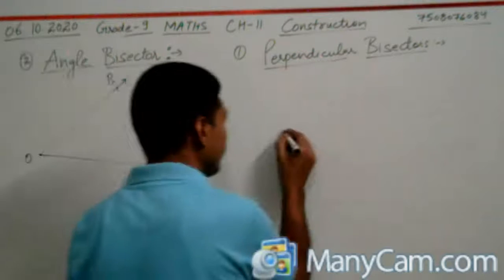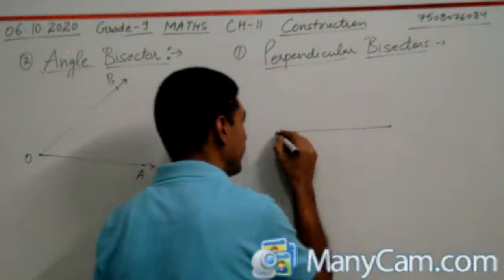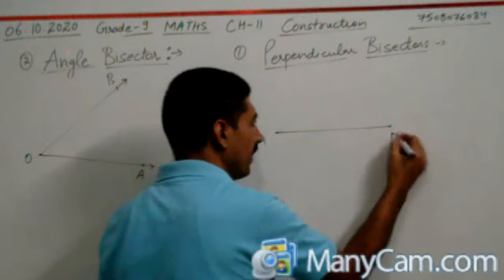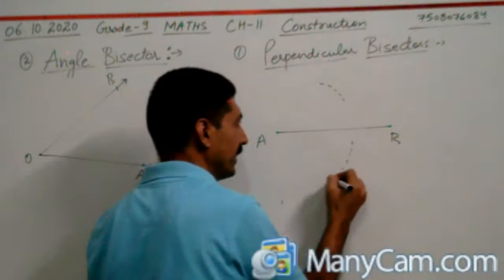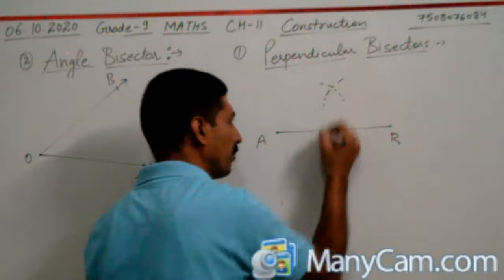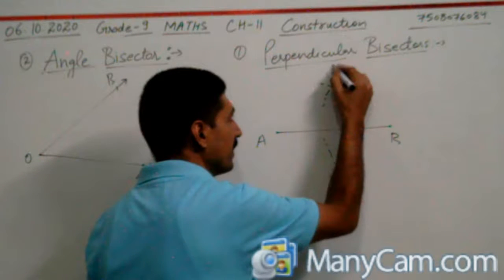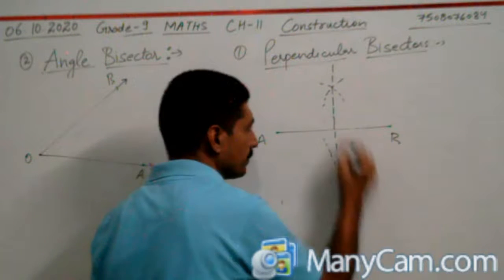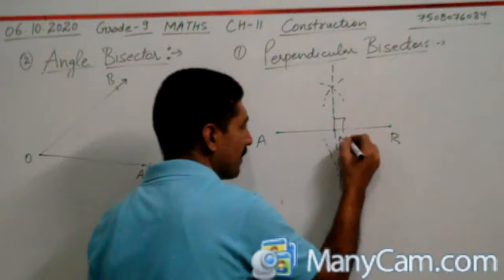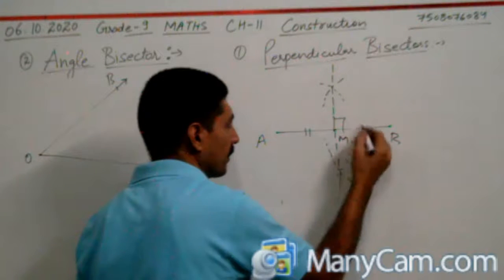For the perpendicular bisector, if we have a line segment AB, we have learned how to draw first one arc from point A and the same length of arc from point B, and where they join, this is your M, the midpoint and perpendicular.